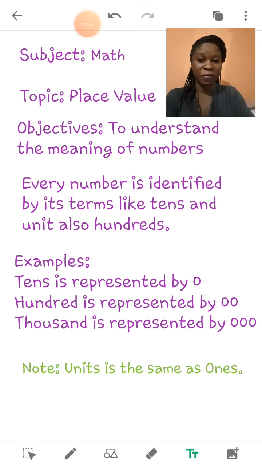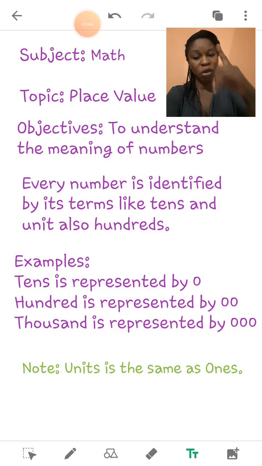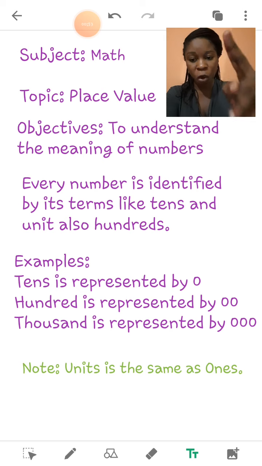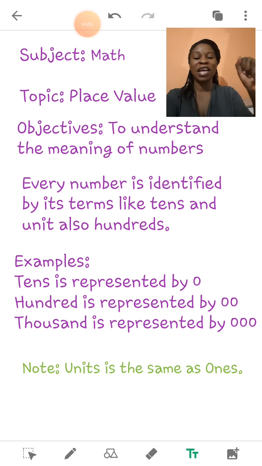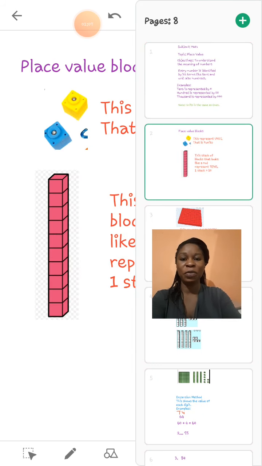Every number is identified by its terms, for instance the tens, the units, and the hundreds. Let us remind ourselves: tens is represented by one 0, 100 is represented by two zeros, and 1000 is represented by three zeros. Now you'll be hearing ones, units, ones. A unit is also the same thing as ones. So let's begin. Let's move to the place value blocks.